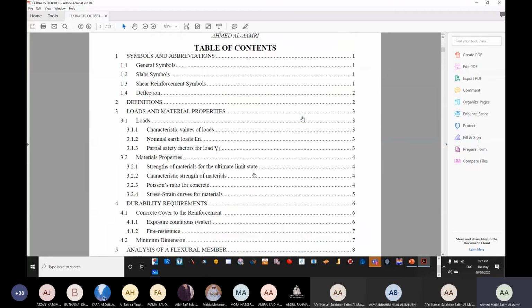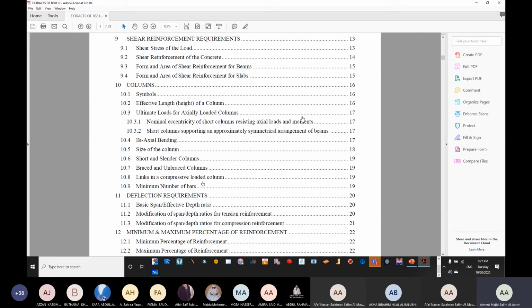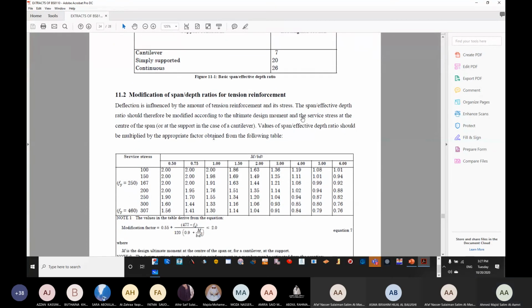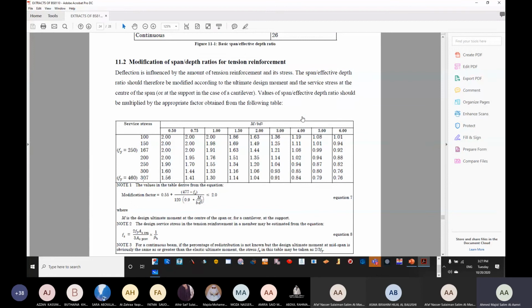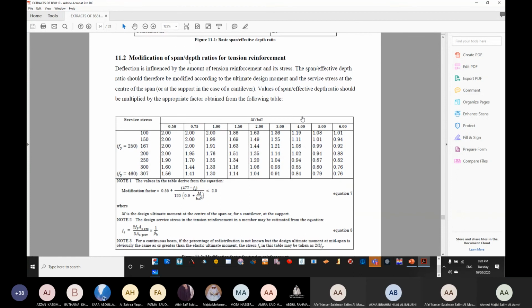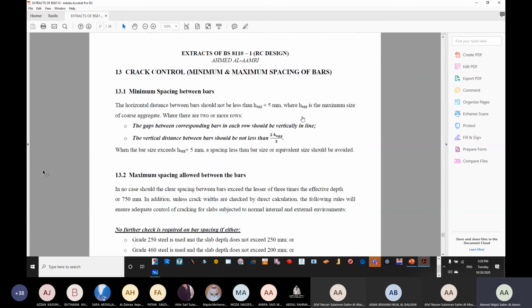Another thing you want to see is what things we have studied. We have studied this one, if you remember. Do you remember 7-20-26? And then do you remember this, where I explained where we got our modification factor and other things? These are related to deflection. Remember, these are deflection requirements. For the meantime, I think this is what you have studied.